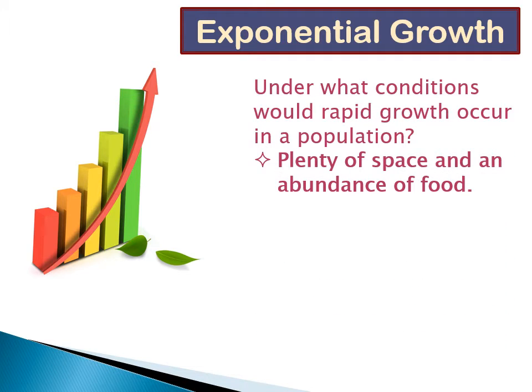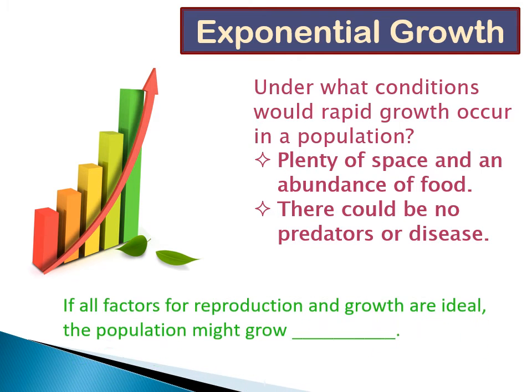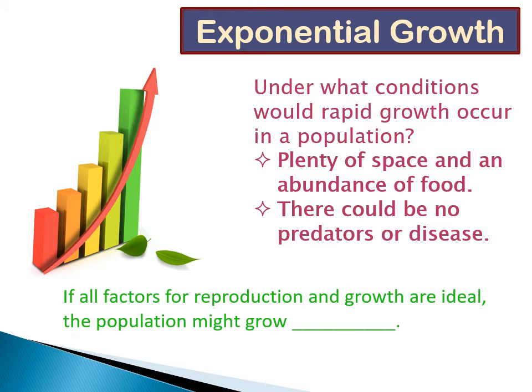In order for a population to grow this rapidly, there has to be plenty of space so they're not on top of each other, an abundant amount of food to feed your growing population. You have to have very few predators that would keep your population in check, and little to no disease. If all of these factors for reproduction and growth are ideal, the population might grow exponentially.